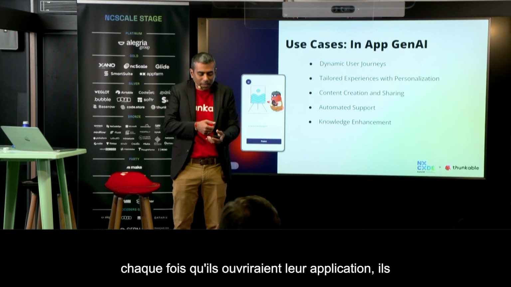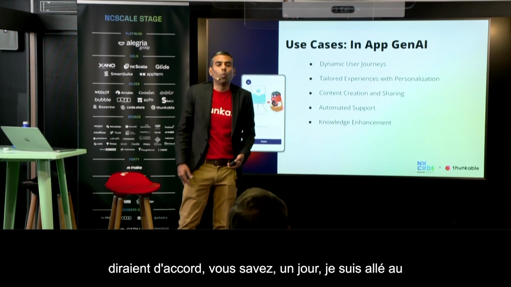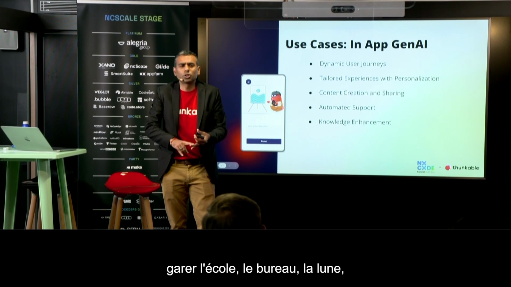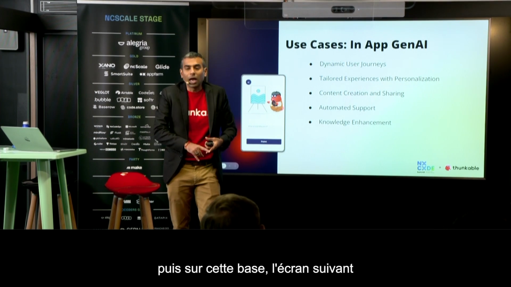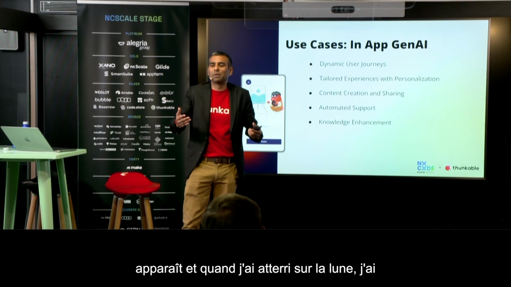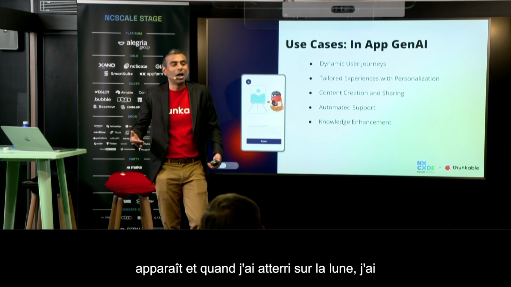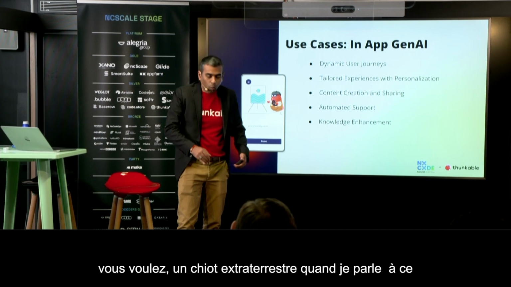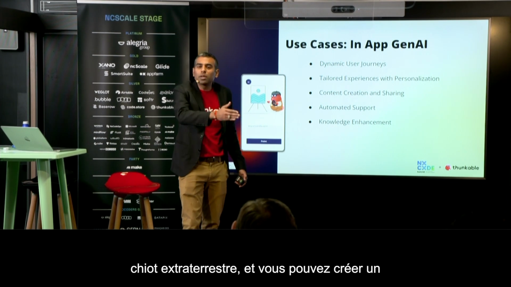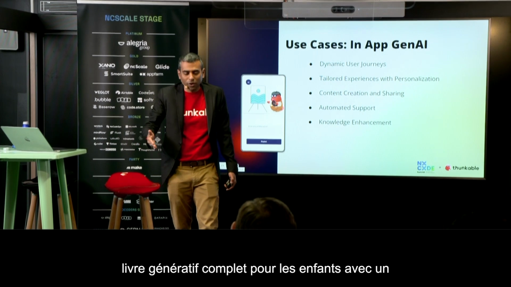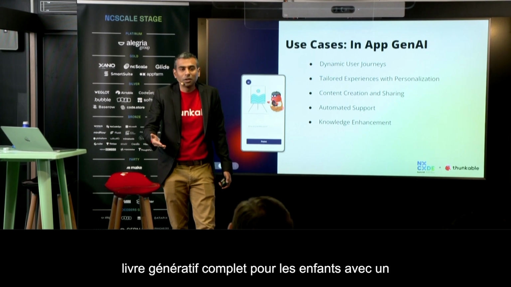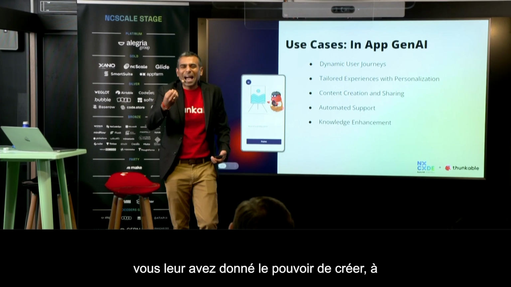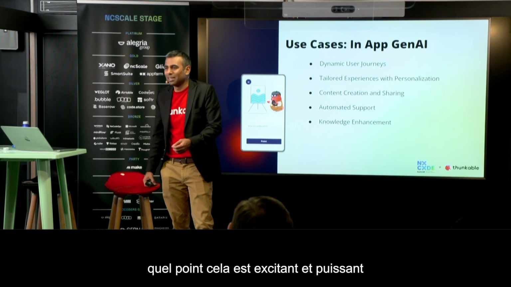So every time they open their app, they'd say, okay, one day I went to the, and you can type in any word you want: the park, the school, the office, the moon. And then based on that, the next screen pops up. And when I landed on the moon, I found there was, and you type in whatever you want, alien puppy. When I talked to this alien puppy, right? And you can make an entire generative book for kids with content that you didn't even create, but you gave them the power to create, right? How exciting and powerful is that?